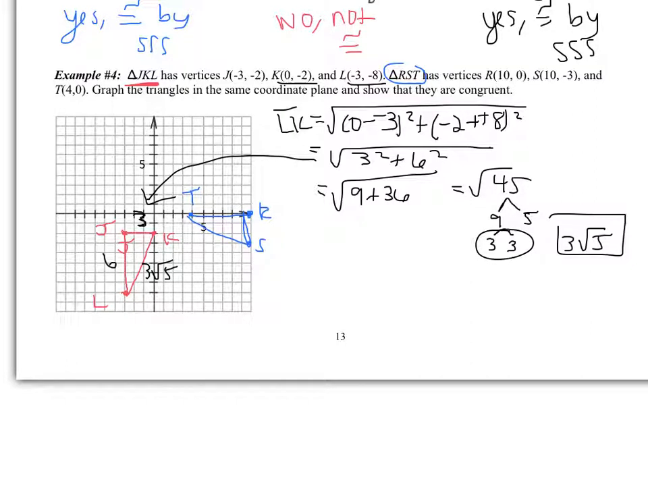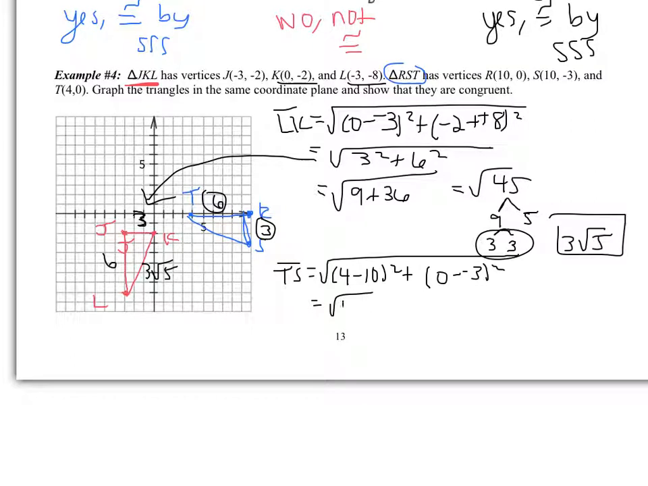Okay, so you should have started by counting the horizontal and vertical sides. You should have gotten RS to be 3 again, and TR to be 6 again. And then when you do TS, you get 4 subtract 10 squared, and 0 subtract -3 squared. When you simplify, that ends up being root 45, which we already know is 3 root 5.